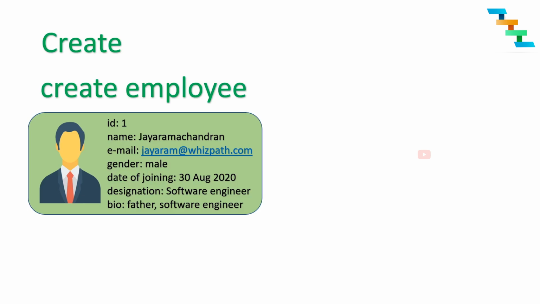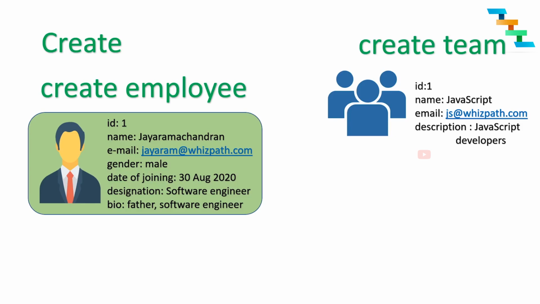Now first we will create the endpoints for create. So first we will create employee. So this create employee is a post operation which takes name, email, gender, date of joining, designation and bio as a JSON, and it creates an entry in the employee table. Likewise we will create another endpoint which is also a post. Here this will take 3 values. One is name, email and description, as a JSON structure, and it stores it into the team table.